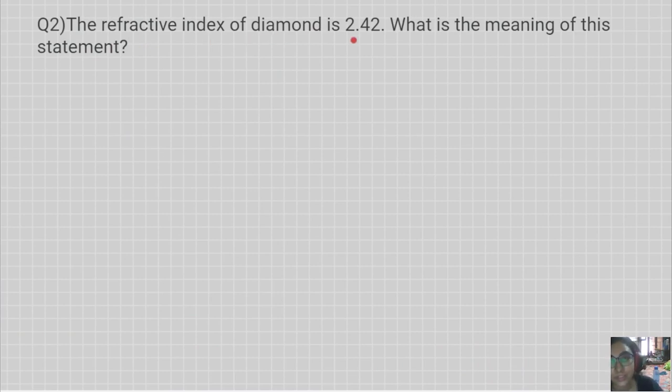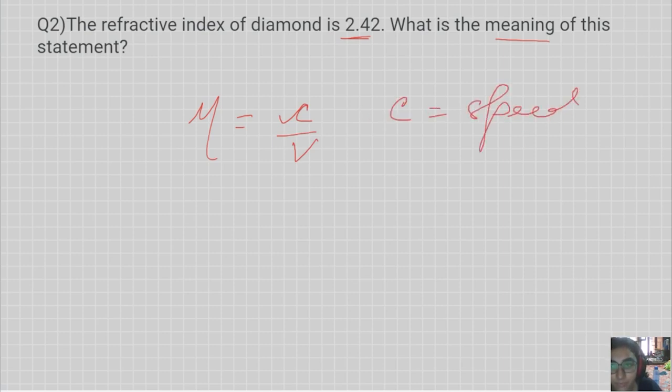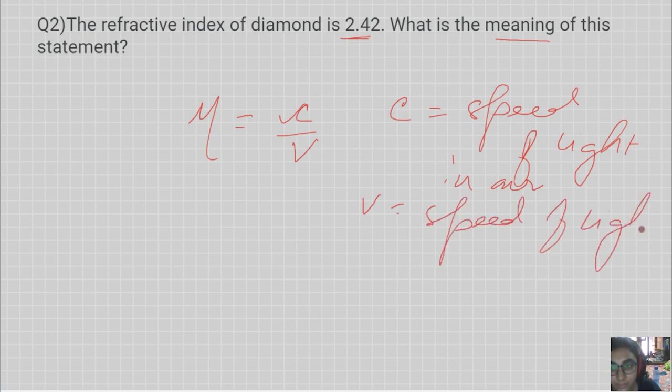The refractive index of diamond is 2.42. What is the meaning of this? Now this is a very simple question that comes often in give reason. So we knew that refractive index, or rather absolute refractive index, we calculated by c divided by v, where c was speed of light in air and v was speed of light in medium, right?